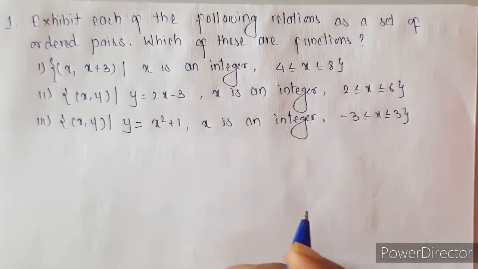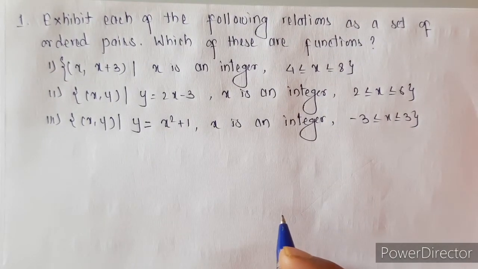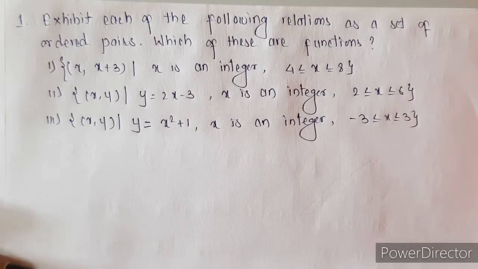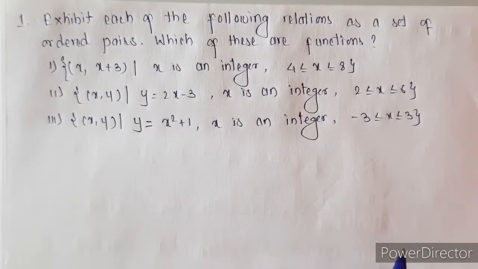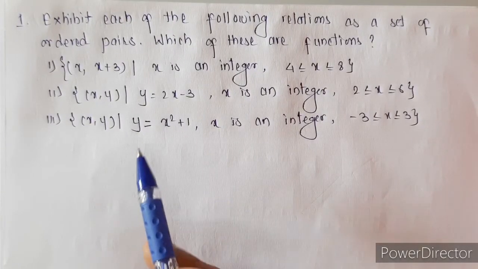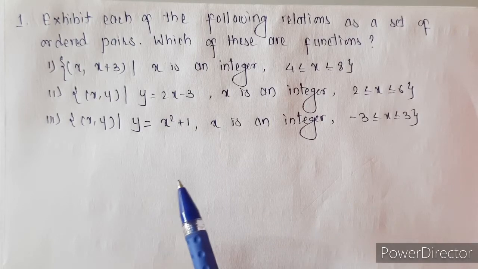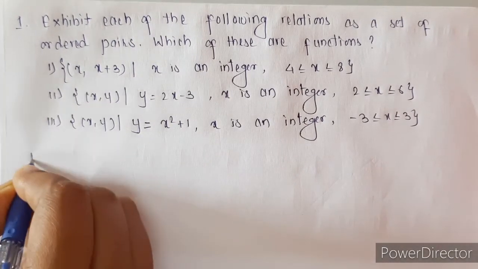Next problem: exhibit each of the following relations as a set of ordered pairs and say which of these are functions. So we have to first write each relation as ordered pairs and then check which among these are functions. Let's start with the first one.